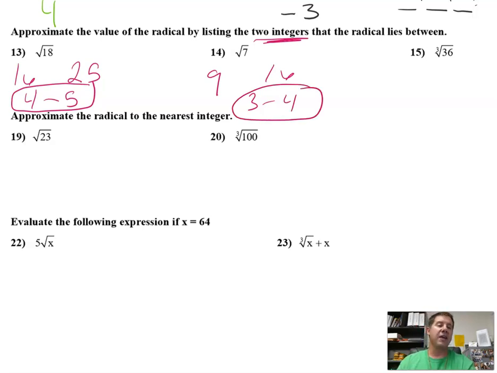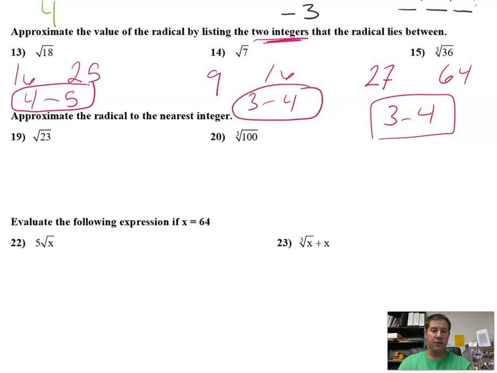And we're going to do the same thing with cube roots. The cube root of 36 is between 27, which was a perfect cube, and 64, which was a perfect cube. So that's going to be between 3 and 4. And again, if you need to pause this video to go back up and look at your list of numbers, feel free to do so.